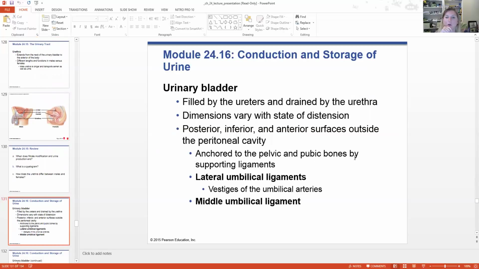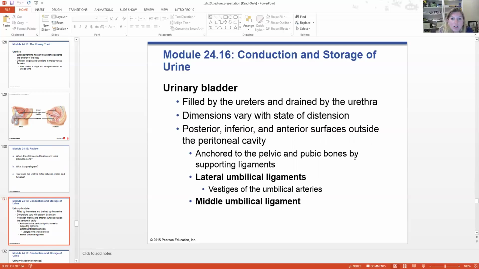Let's talk about how our urine is stored and how it moves from one place to the other. So our urinary bladder is filled from the ureters. The ureters basically empty right into the bladder. My dad was a mechanic, so I always think of like the dripping oil pan, right? That pan is just holding the urine, or oil in that case.